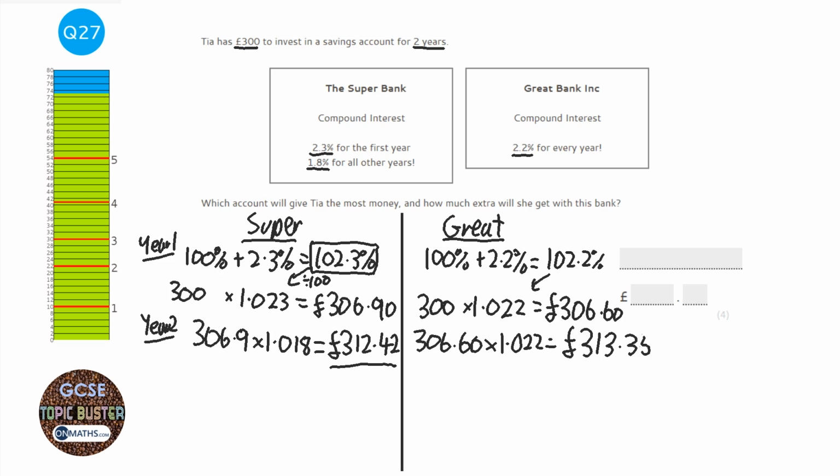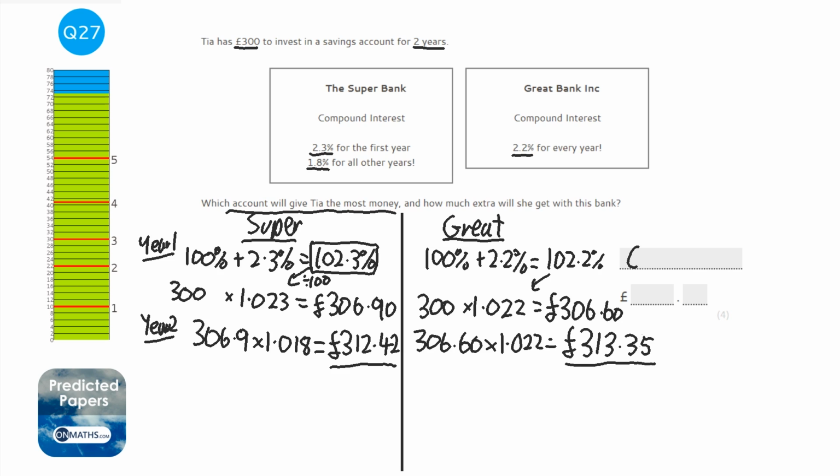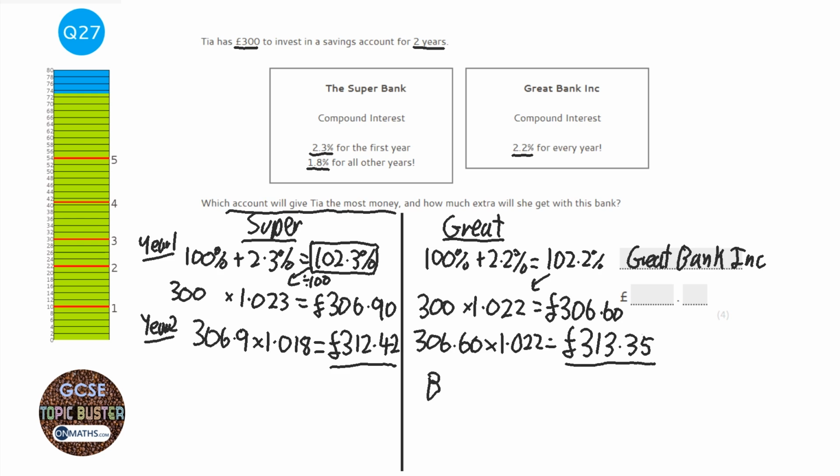Okay, so it says which account will give her the most money. Well, looking at that, it's going to be the Superbank. And when you're writing down an answer, make sure you write down the full name. Oh, it's not going to be the Superbank, it's going to be the Great Bank. Look at that. So Great Bank Inc. And then it says by how much.